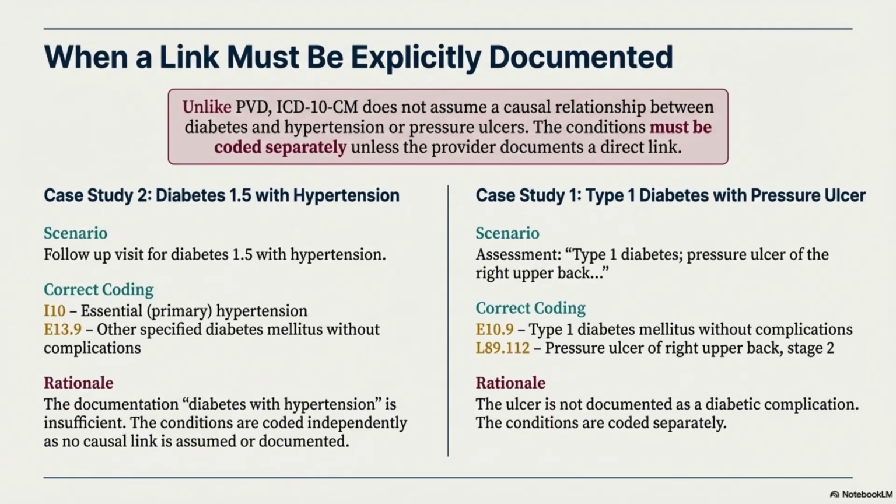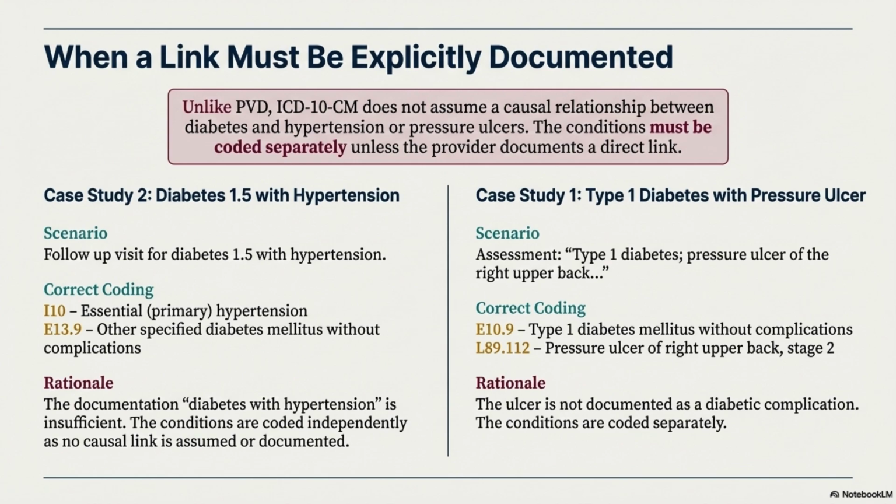Now that we've looked at a scenario where ICD-10-CM assumes a causal relationship, let's shift to situations where the classification does not assume a link. In these cases, the coder must rely entirely on provider documentation to determine whether the conditions are related. Let's walk through 2 examples. First, we have diabetes type 1.5 with hypertension.